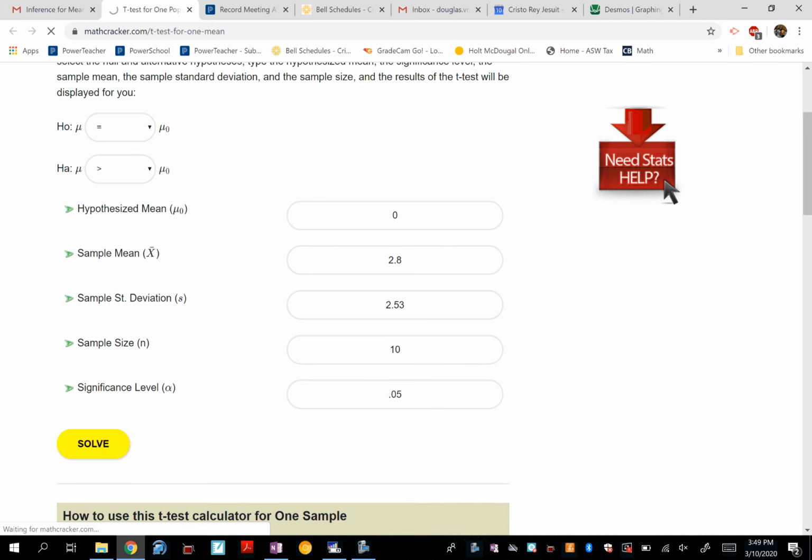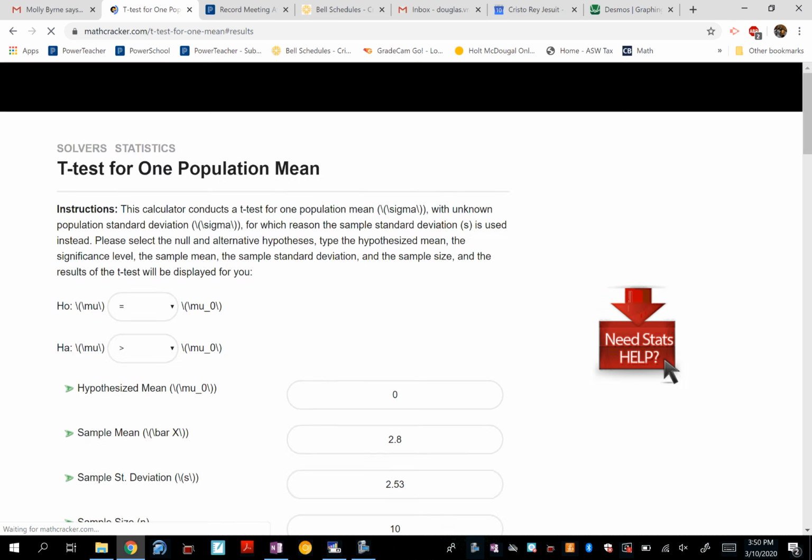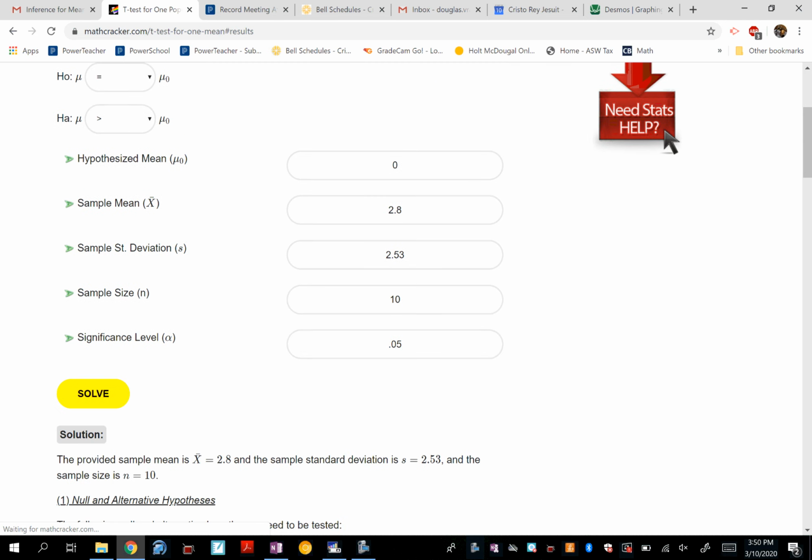I like how there's no ads. Me too, man. Needs stats help. That's not an ad, though. It just takes you to the website. Wow. You're trying to replace it. Okay, here we go.